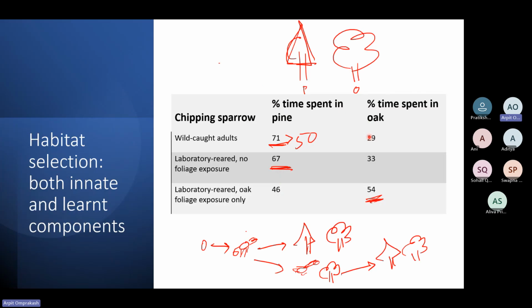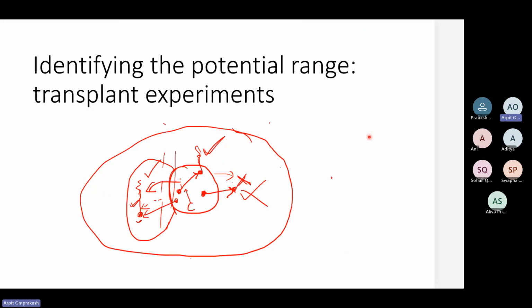Right. So people showed that there are both innate and learned components, because these sparrows, when they were not given any exposure to any foliage, most of the time chose pine. But if they were given exposure to oak, then they chose oak. So basically, they can learn this. If they're given exposure, they can learn. But even if there is no exposure, there's still a clear preference. Right. Then we talked about transplant experiments.